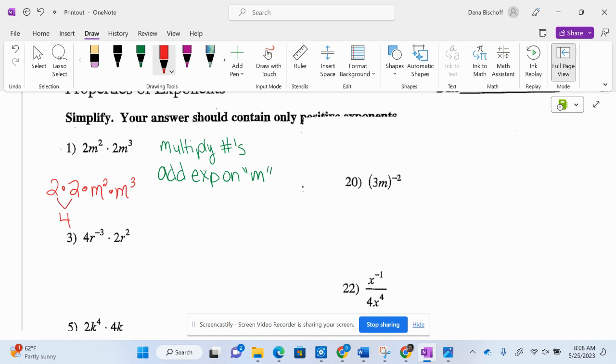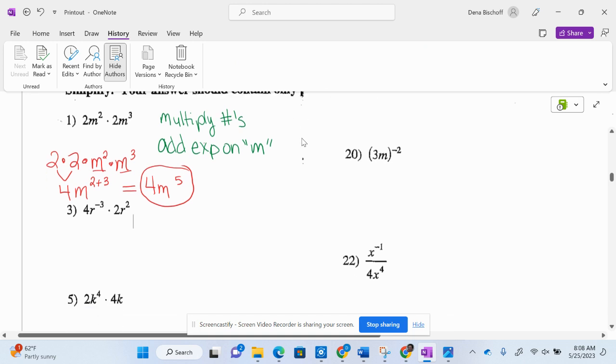And we just learned that if the base is the same and we're multiplying, we add the exponents. So what is my final answer? Yeah, 4m to the 5th. 4m to the 5th. Okay.